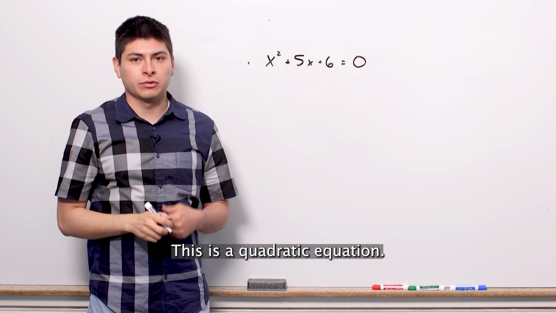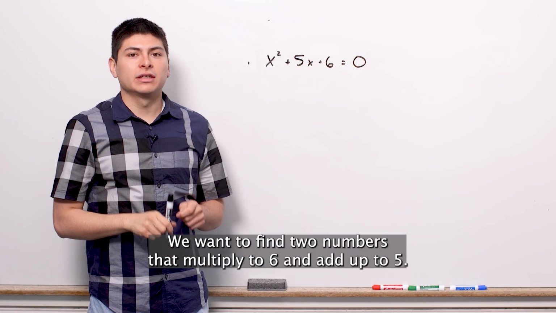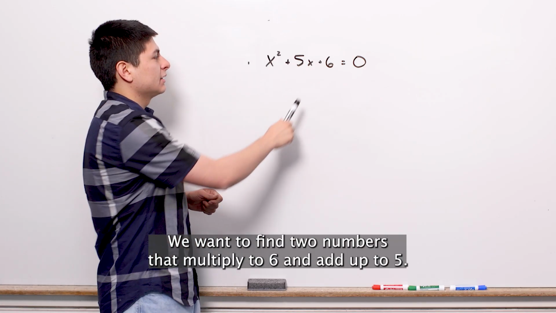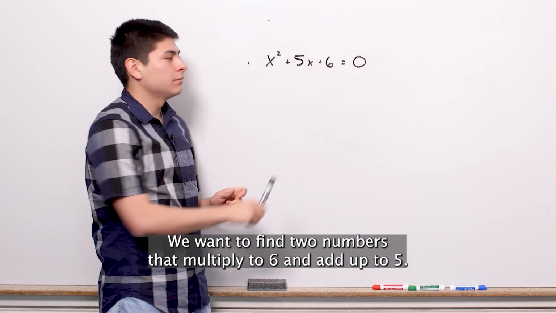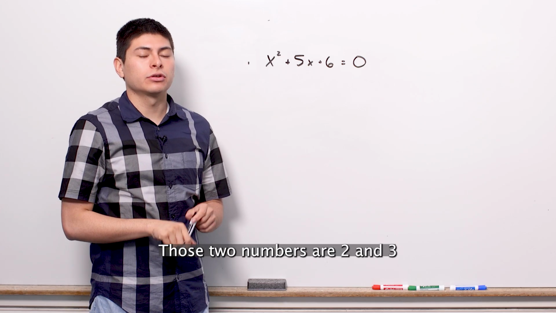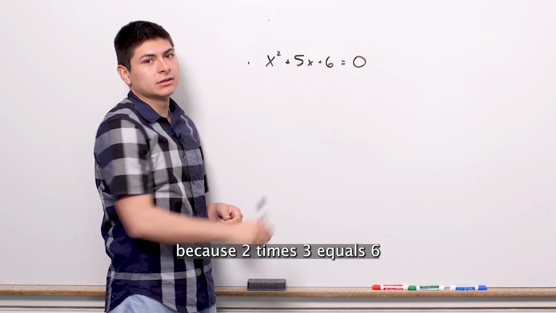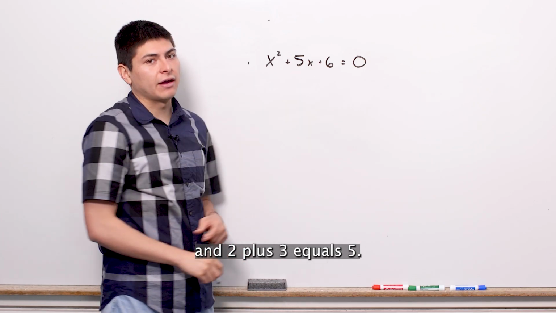This is the quadratic equation. We can solve it by factoring. We want to find two numbers that multiply to 6 and add up to 5. Think about it for a second. Those two numbers are 2 and 3, because 2 times 3 equals 6, and 2 plus 3 equals 5.